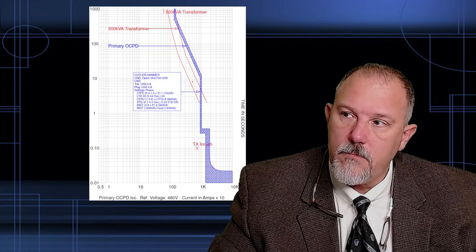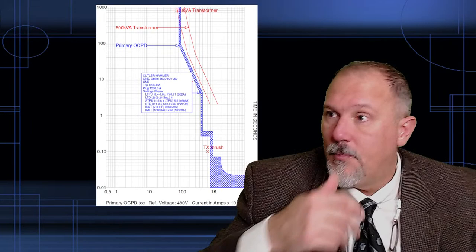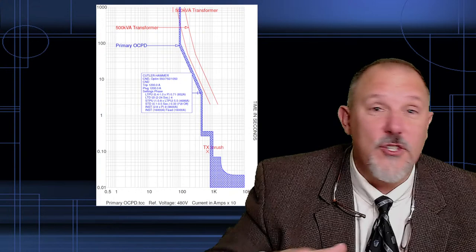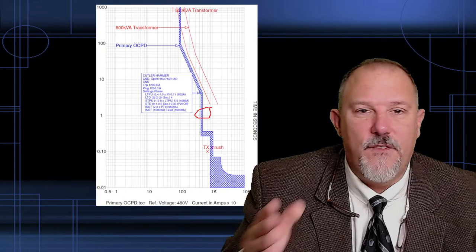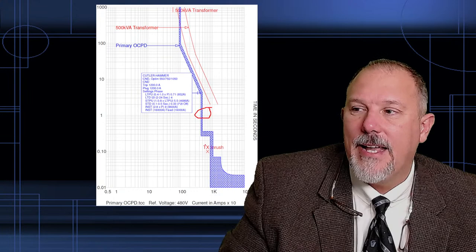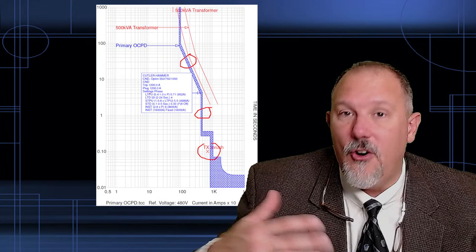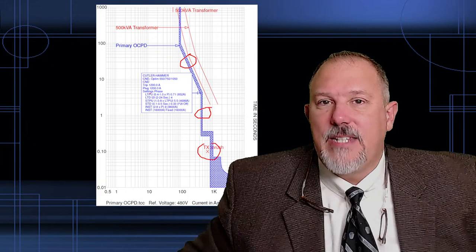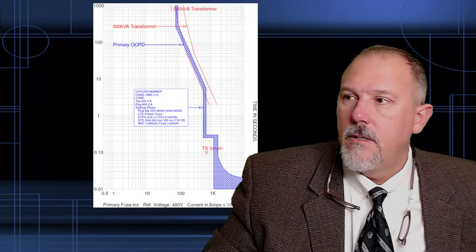Same thing with a transformer. Now I can put a primary overcurrent protective device that offers more protection. Remember, when you see overcurrent devices that have very sharp edges like that, those are electronic trip units. I can let the inrush current flow, and I can provide additional protection beyond what the code permits by making adjustments.